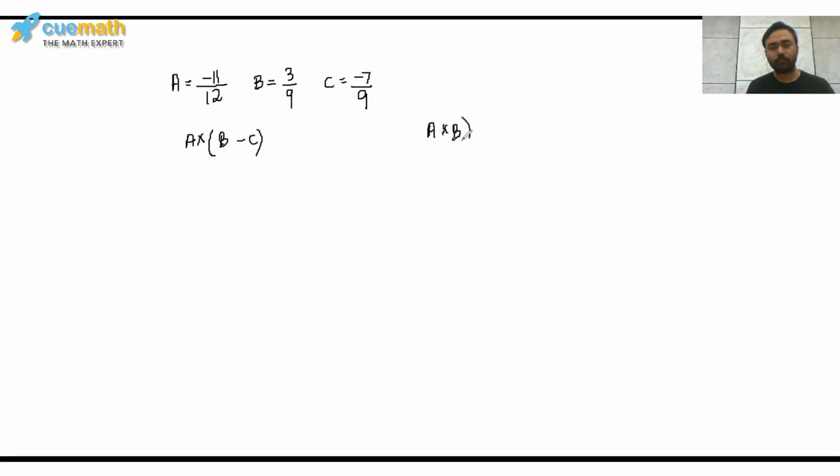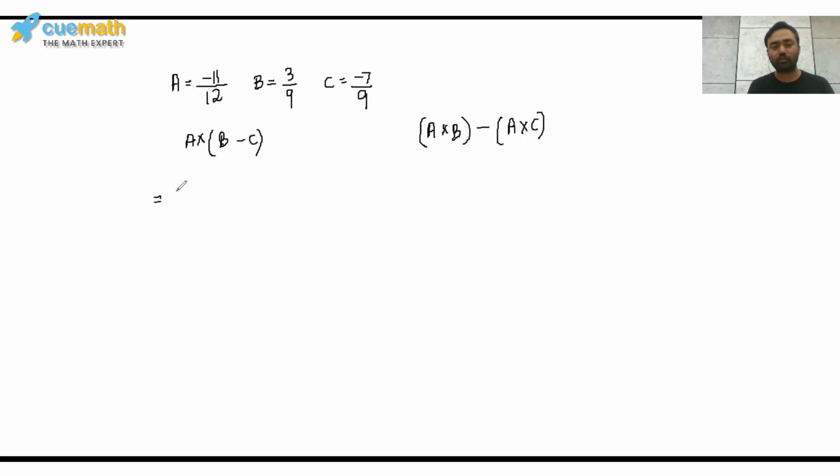A times B minus A times C. Now you see here the multiplication sign is to the left of the subtraction sign. So that is how we are going to check if multiplication is left distributive over subtraction. Now let's solve these two expressions by substituting the values.